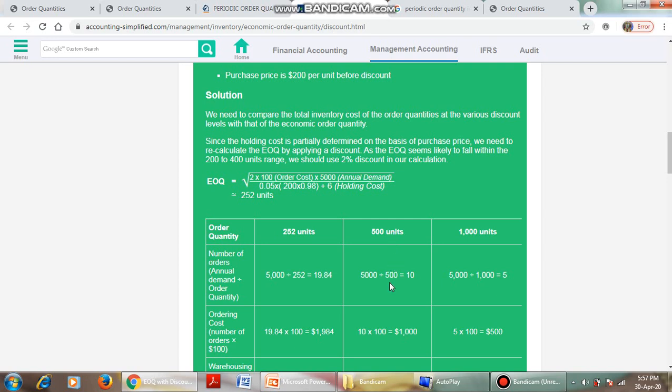Okay, the same for 500 units: 5,000 by 500 units gives 10. Then for 1,000 units, 5,000 by 1,000, he will get 5.